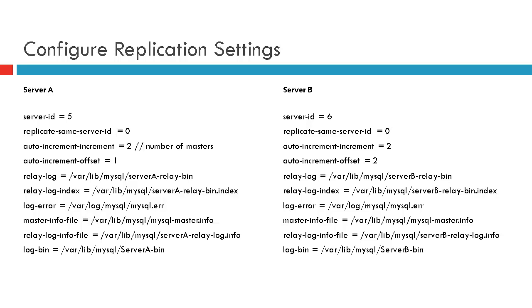The master info file is the file in which the slave keeps the information about the master. Once we configure the replication master or specify the slave about the master server, it stores that information in the master info file. Relay log info file is the name of the file in which the slave keeps the information about the relay logs.